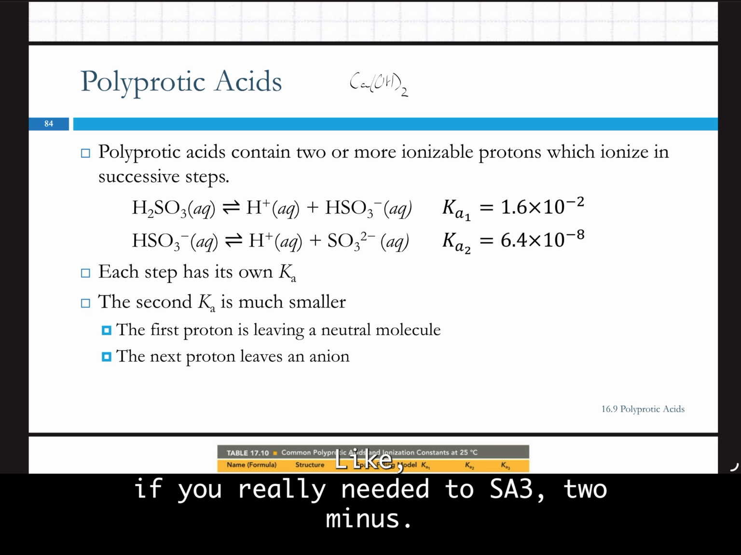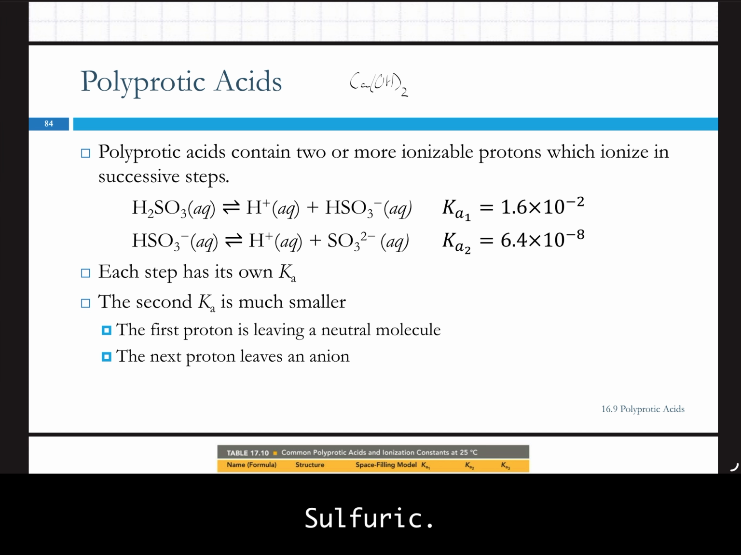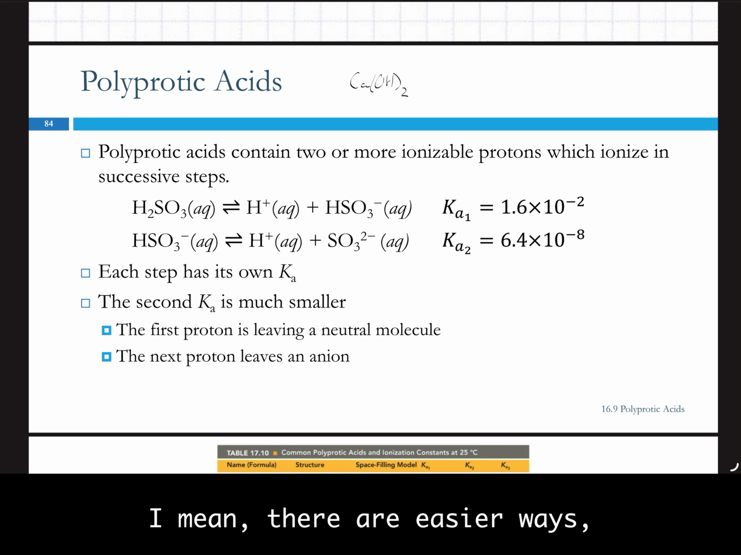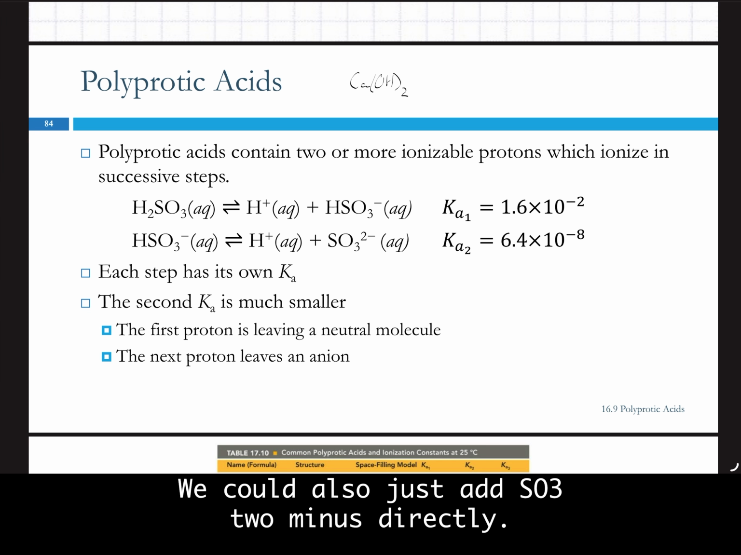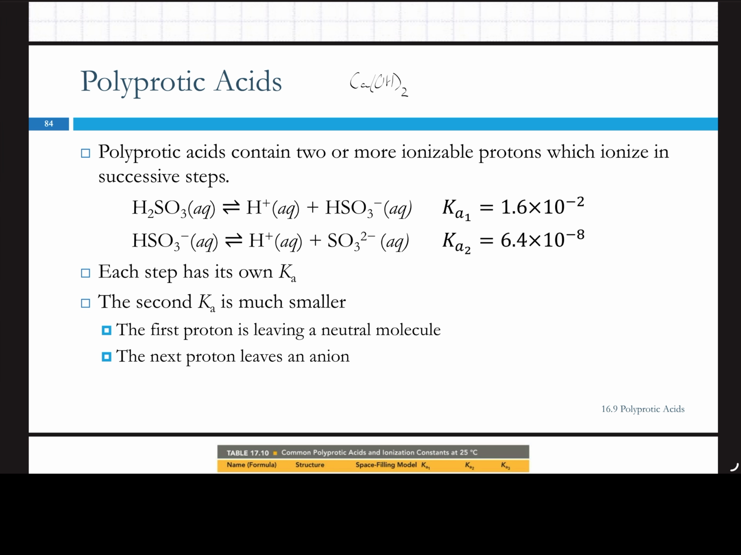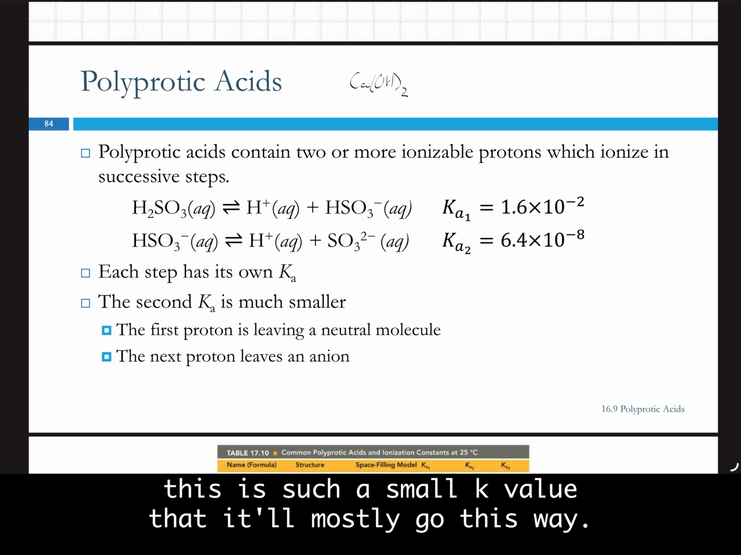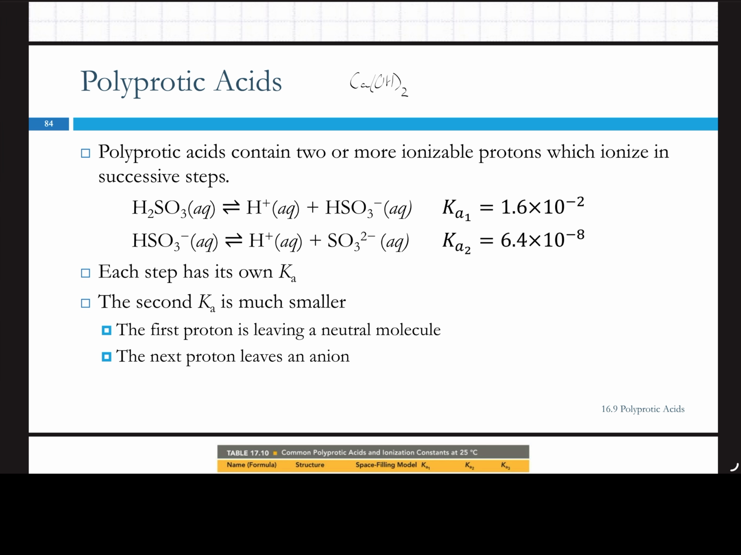Yeah, like if you really needed SO3 2 minus, sulfurous acid, if you really wanted a lot of SO3 2 minus, there are easier ways, right? We could also just add SO3 2 minus directly. Now that equilibrium does mean that if I add this in, this is such a small K value that it'll mostly go this way.